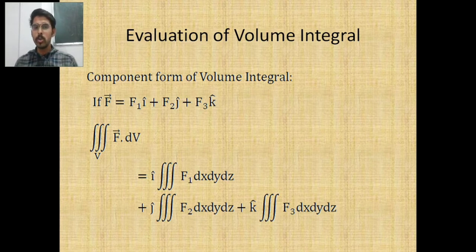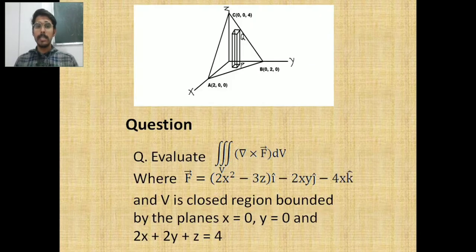Now in order to do volume integral, you might need to perform the component form of the volume integral, and for that let us take f to be f1 i cap, f2 j cap, and f3 k cap. Then the volume integral, the triple integral over V of f dV, will be equal to i cap triple integral f1 dx dy dz plus j cap triple integral f2 dx dy dz plus k cap triple integral f3 dx dy dz. So this is the representation of the volume integral in the component form. Next, let us go to a question now.